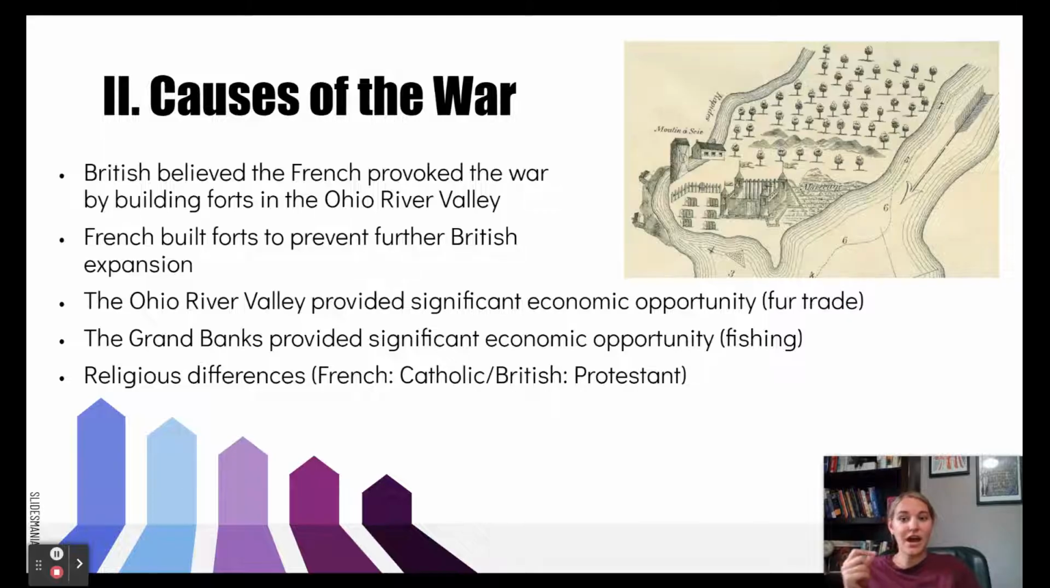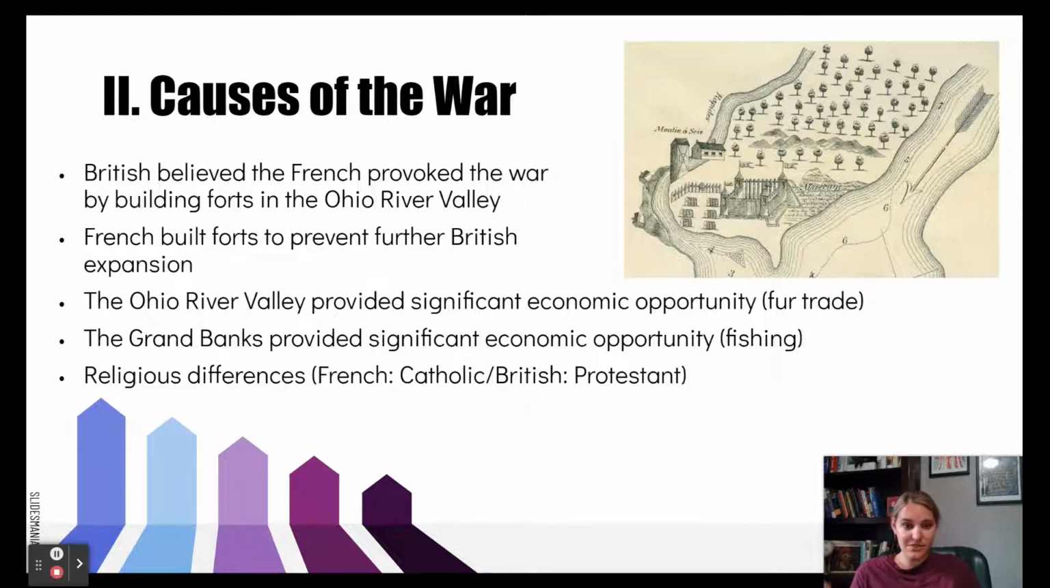So let's dig into the causes of the war. What's really happening is we're centered on the Ohio River Valley. This is where there's a very productive fur trade happening. The French believe that they are in control of this land, and so they are building forts to prevent British expansion. However, the British do not want the French to have this control, and so they're going to respond to these forts being built with violence. So we're really looking at economics as the main catalyst for war.